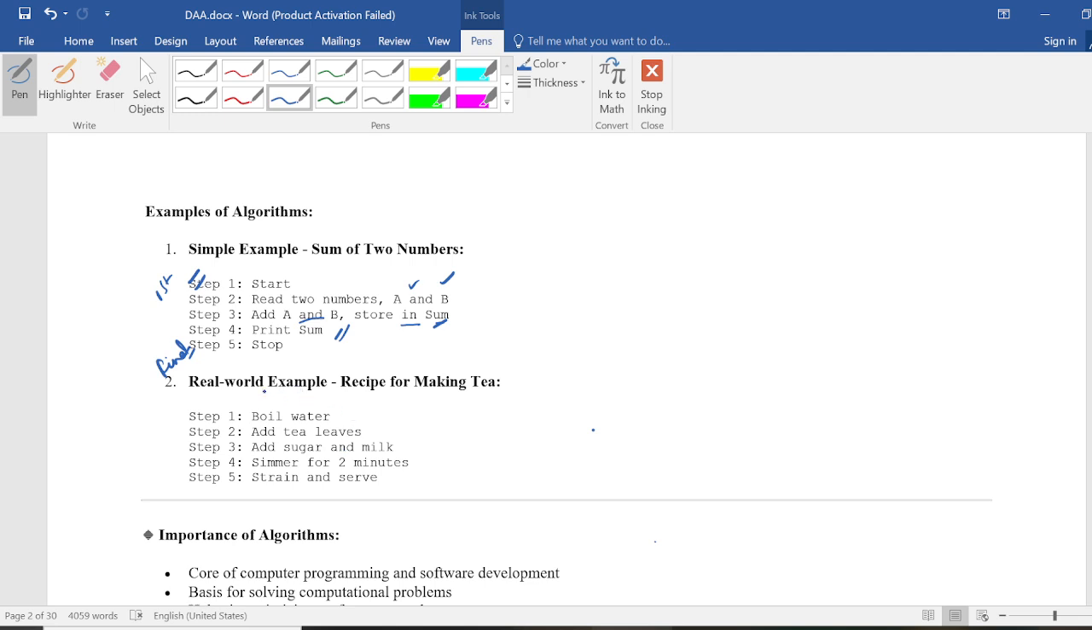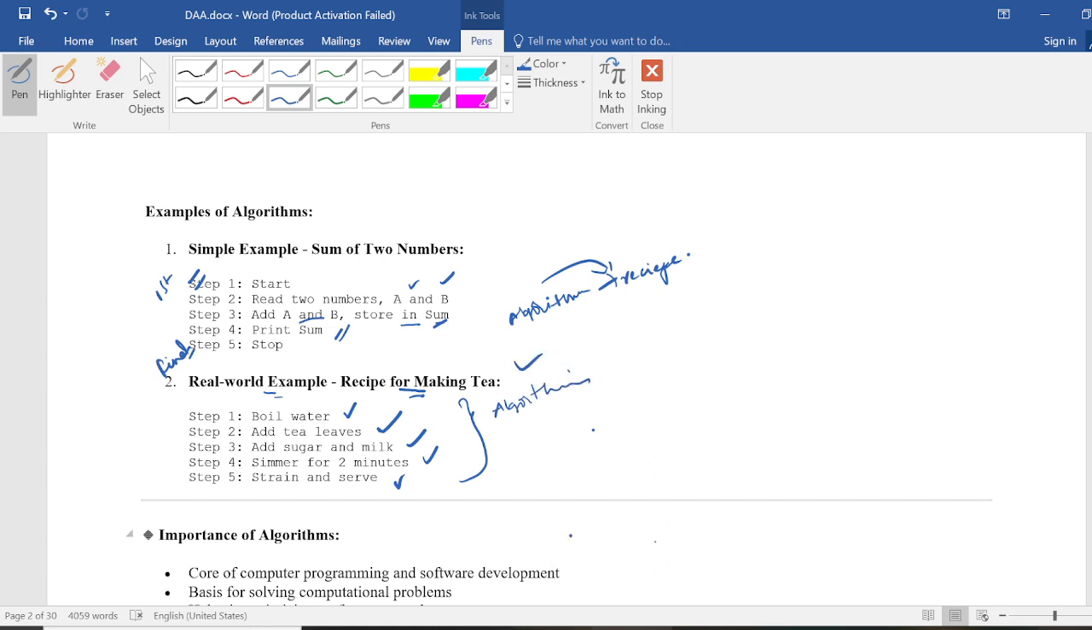So we'll go for a real world example, a recipe for making tea. As we have already discussed, an algorithm is nothing but a recipe to complete a problem with a specific task. The algorithm itself is a recipe. First we will boil water and then add tea leaves, add sugar, milk, simmer for 2 minutes, strain and serve. These are the algorithmic steps for making tea.